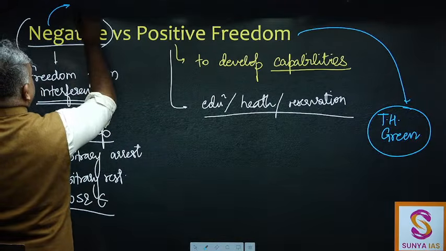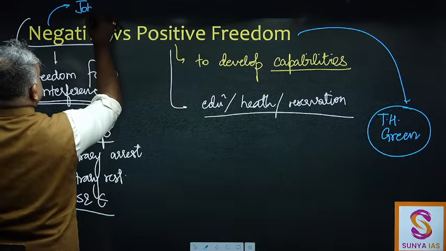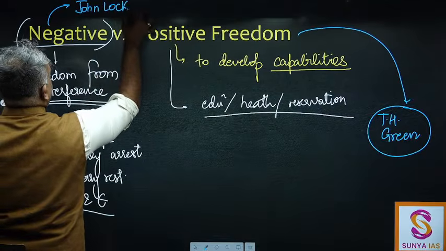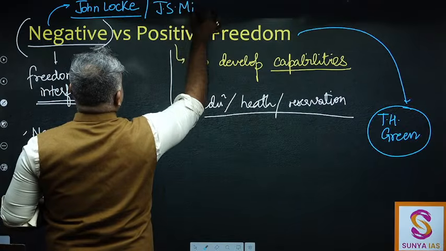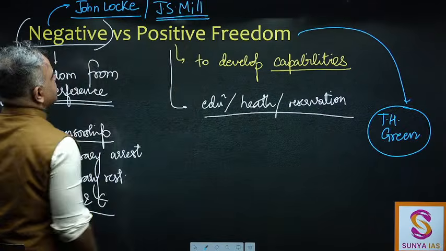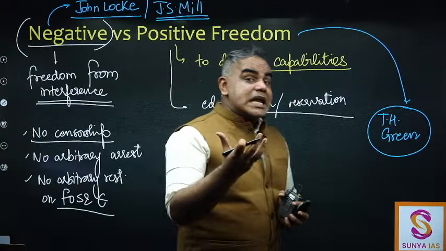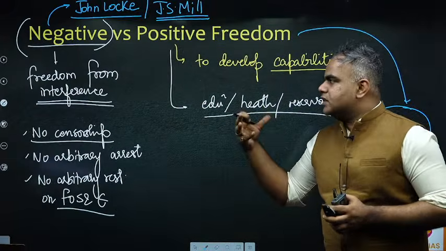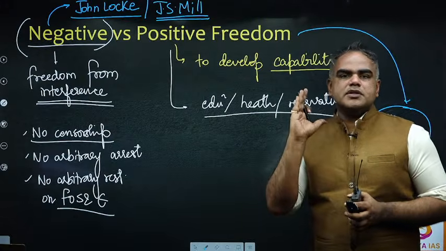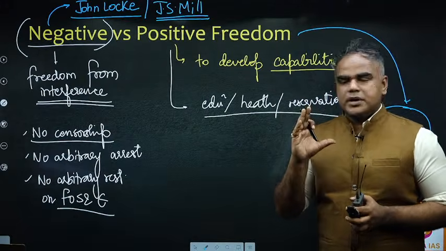And for negative freedom, you have John Locke, also J.S. Mill. In the next slide, I'll tell you more about J.S. Mill. They are associated with negative freedom. So, in just one simple line, negative freedom, what is it related to? Freedom from interference. You are allowed to do whatever you want, right?